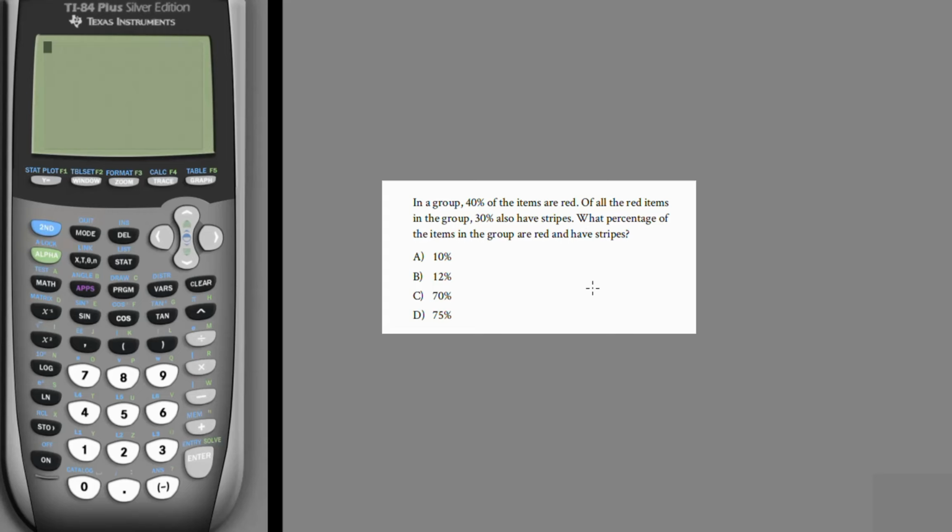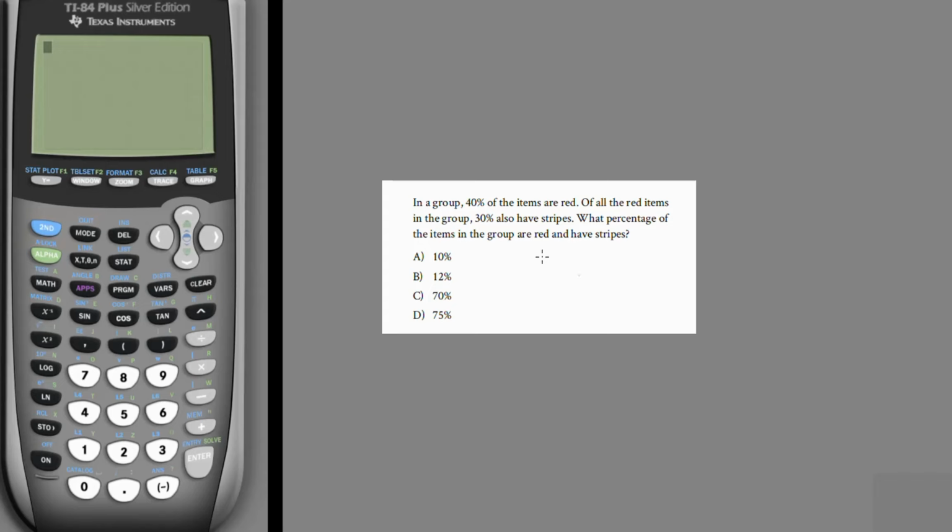Okay, so this question is very easy to solve. Just a basic understanding of the probability behind the question and you are good to go. Since it's talking about red and stripes, the probability of "and" deals with multiplication, right? If it were "or", it should involve addition, but since it's "and", it involves multiplication.